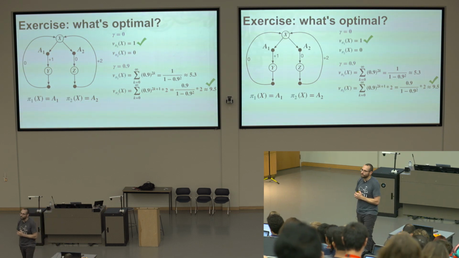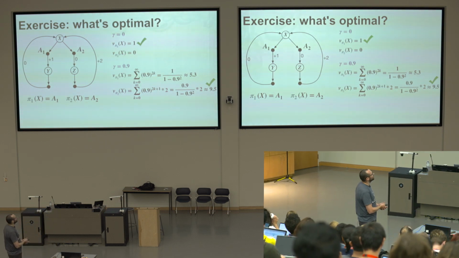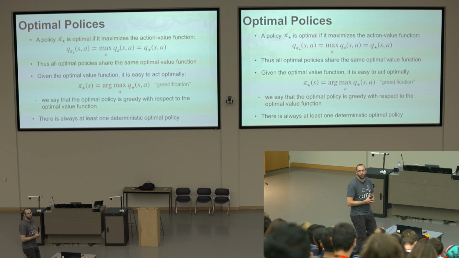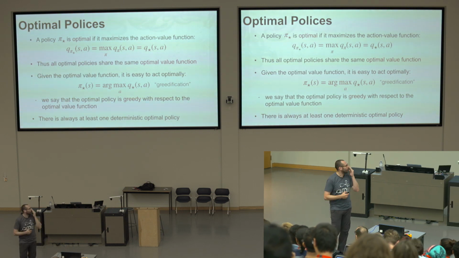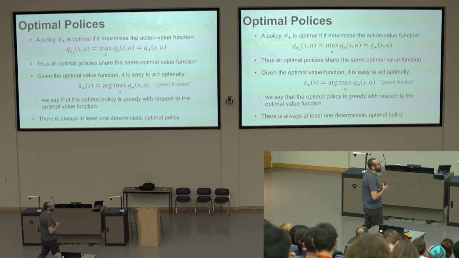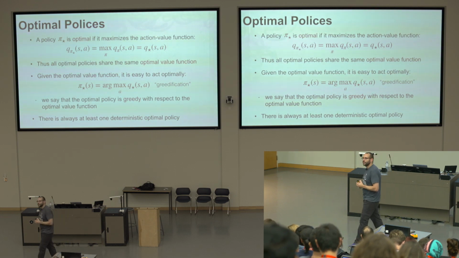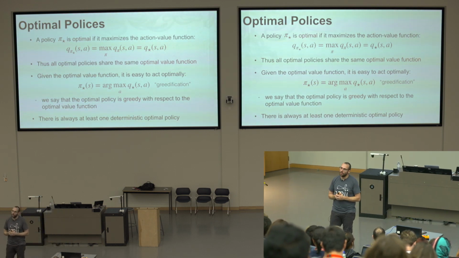Okay, one more. Yeah, could you go back to the last slide? The last slide, this one? Yeah, I don't understand the last point. There's always at least one deterministic optimal policy. Yep, that's true for finite MDPs.